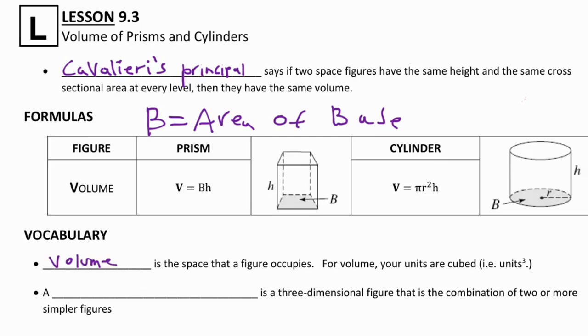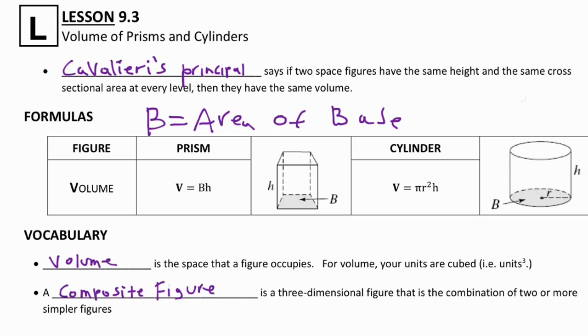So for our first definition here is going to be volume. So volume is the space that the figure occupies. For volumes, your units are always in cubed units. So basically, if you have a Coke can, all the area inside that Coke can is called the volume. If you have a cup, all the area inside that cup is the volume. So everything inside of an object is going to be your volume.